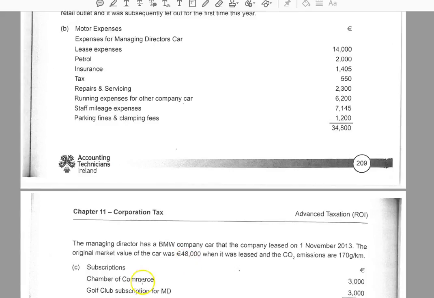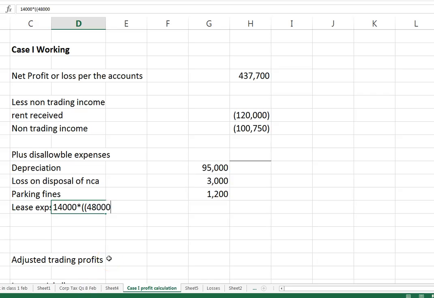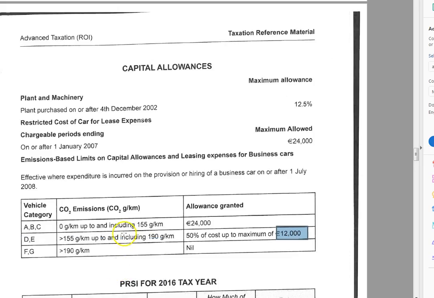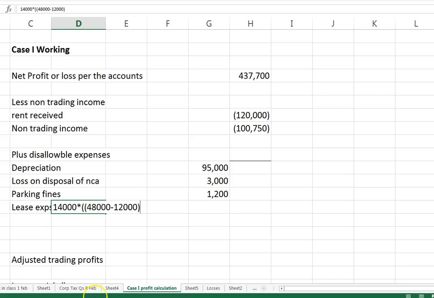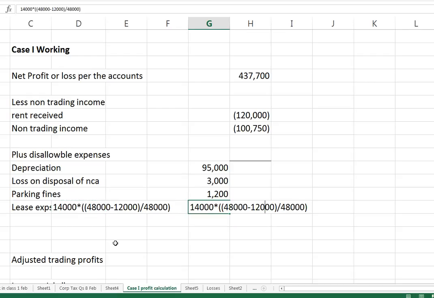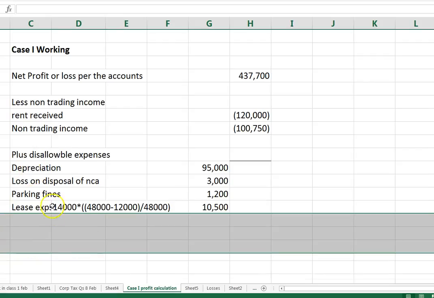by the list price of the car. So the original market value or list price was 48,000, minus the limit of 12,000, which we get from the tax reference material for the category, 170 grams, wasn't it? So it was category DE, 12,000, over the list price, over 48,000 again. So that works out at 10,500. Our total add backs for that are 11,700, but it's better to do them line by line, not to bother with adding them together. Just do each item that you add back. Insert a few more lines here.